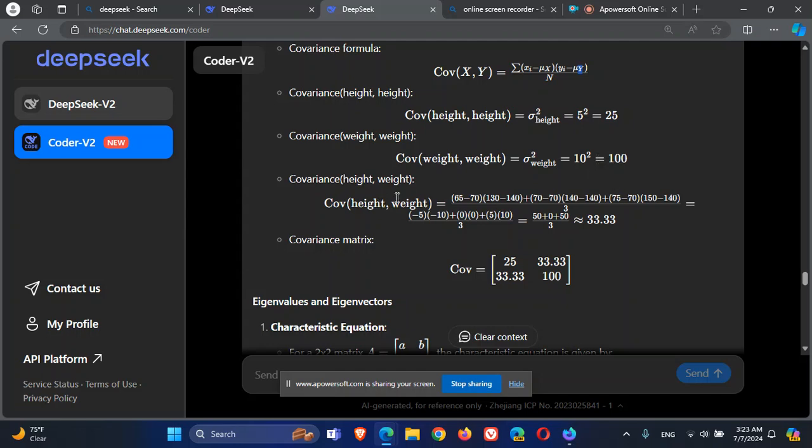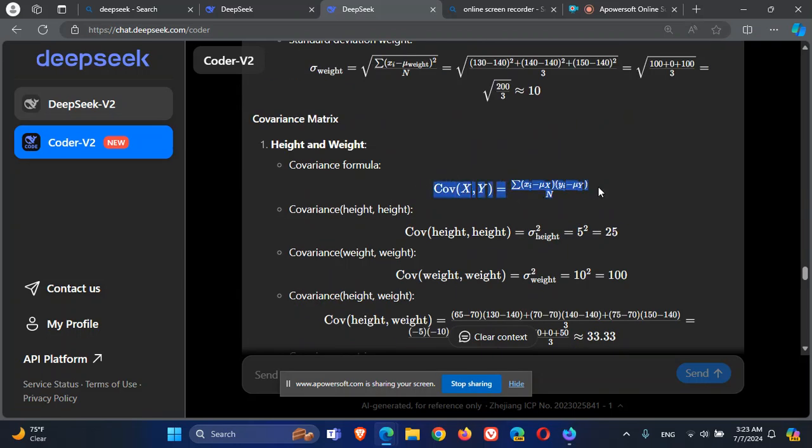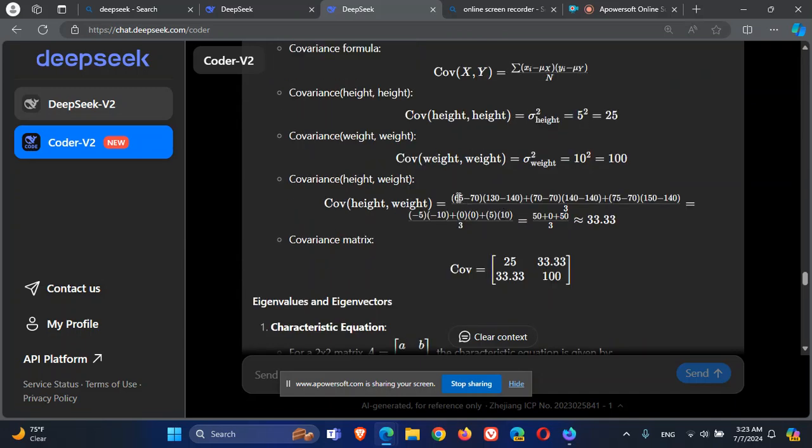Now the covariance between height and weight is computed by taking this formula and doing so. So 65 minus the mean of x, 130 minus the mean of y, and so on, divided by 3, and I get the covariance between height and weight. The covariance between weight and height will be the same.